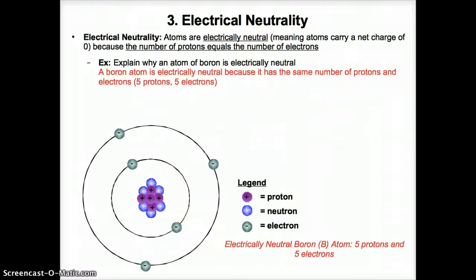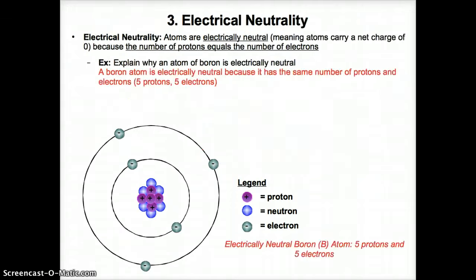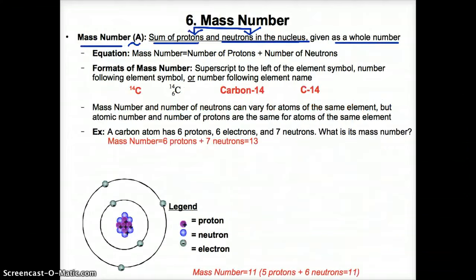Because if you look back, you'll see that neutrons and protons, in terms of relative mass, are the only 2 particles that have a relative mass at all. So those are the only 2 particles that should be considered in the mass number. All right, so the equation is: mass number is equal to the number of protons plus the number of neutrons. And there are 4 different formats of mass number.